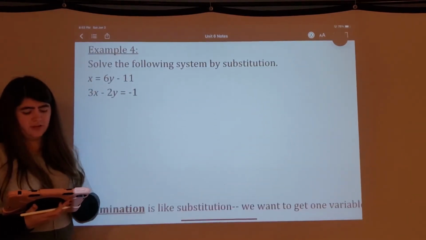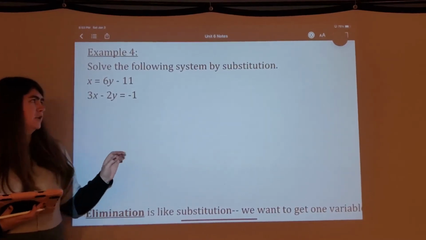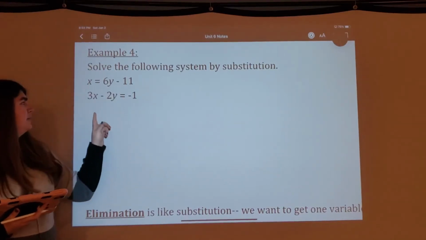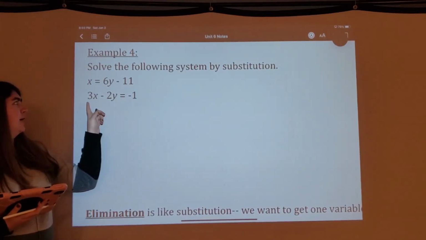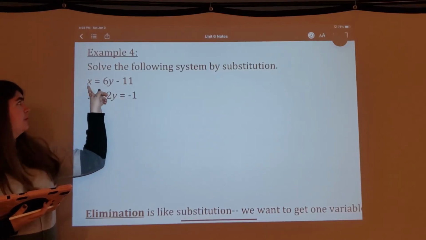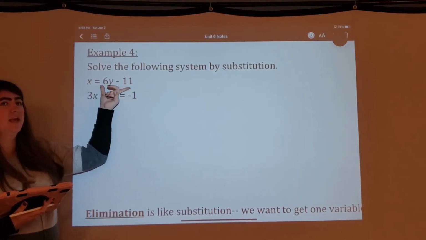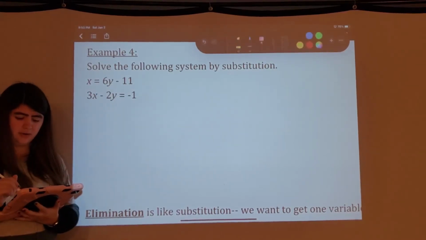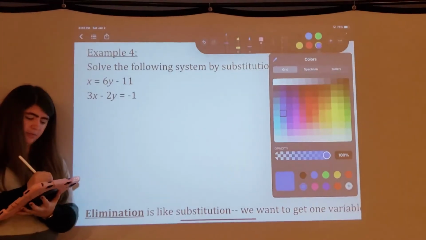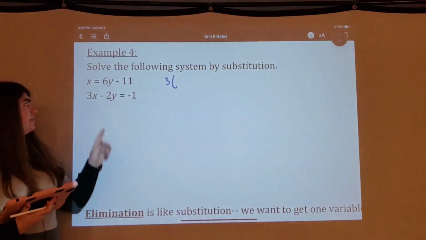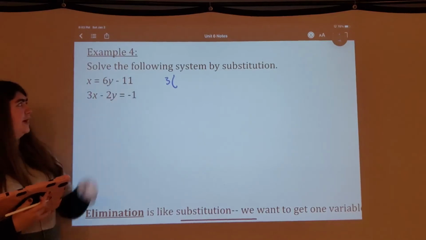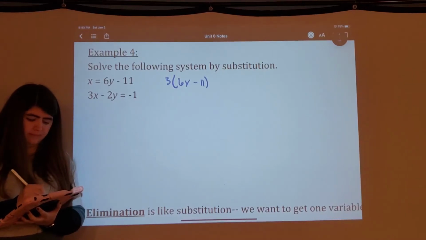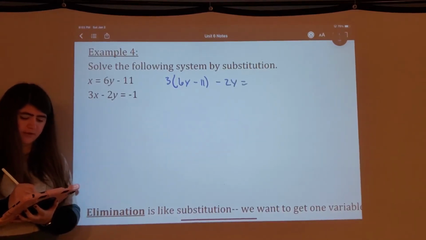And one more example here. I'm not going to go through this whole example, I'm just going to help you get it set up. So it'd be the same thing here where you would rearrange if you need to, but we don't because we already have something that x is equal to. Then you would take this and you're going to plug it in. So we would have, for our first line, 3 times, instead of x, we have 6y minus 11, minus 2y is equal to negative 1.